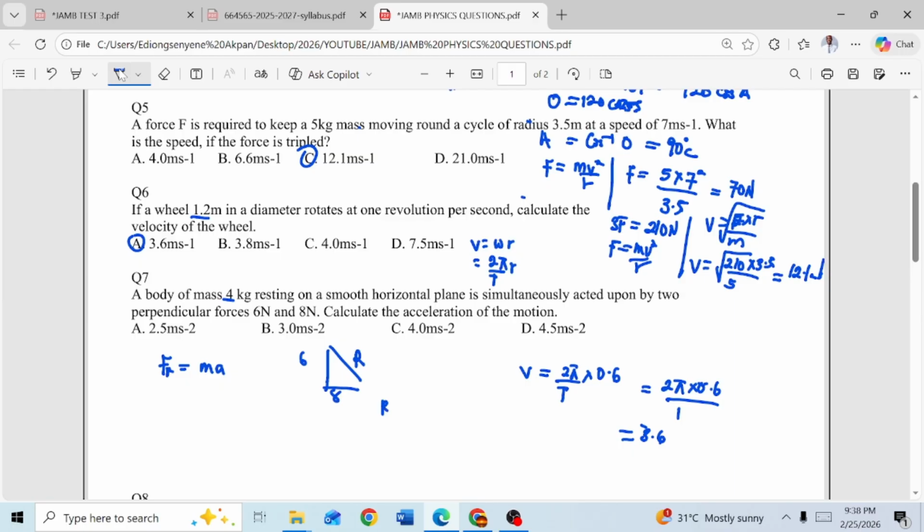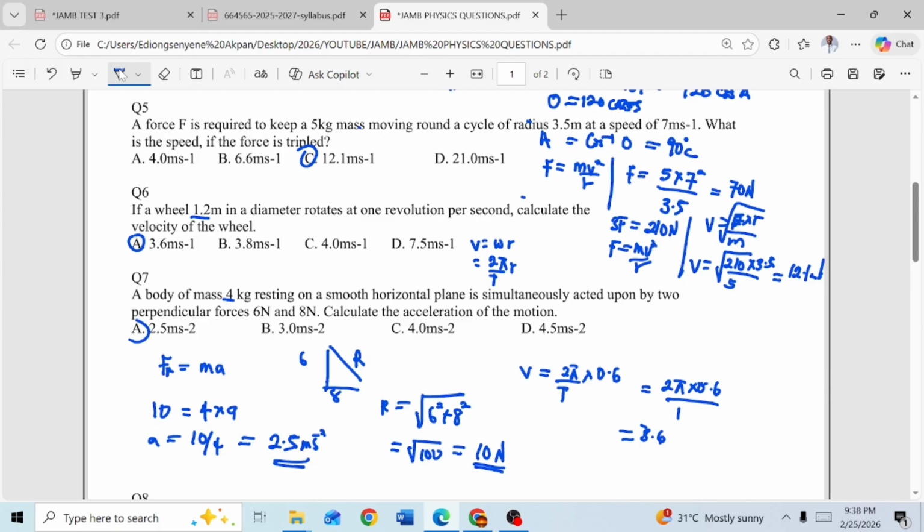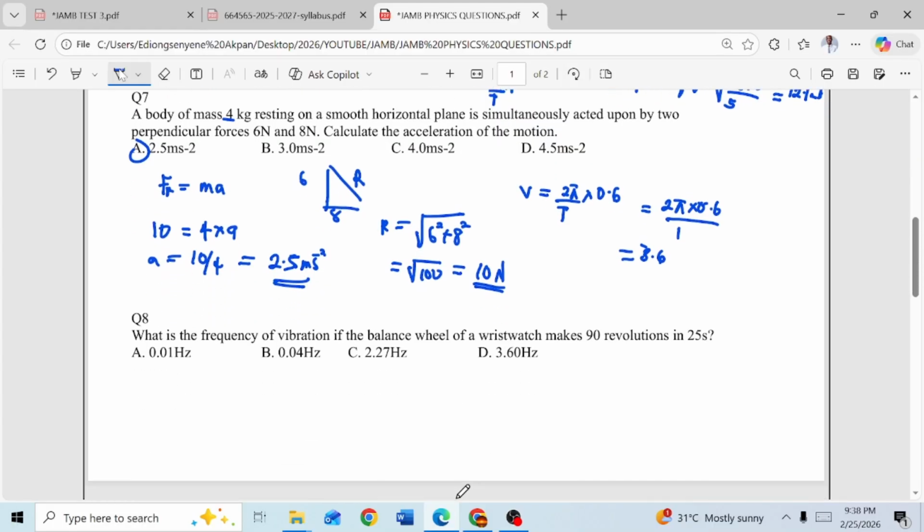We will first find the resultant force before we use it. Now, resultant force, we apply Pythagoras rule, 6 squared plus 8 squared. This will be square root of 100, which is 10 Newton. This is the force we will use. So 10 equal to 4 times a. a equal to 10 divided by 4. That gives us 2.5 meter per second squared. These are the new pattern of questions. You have to ensure that you know how to navigate through it.